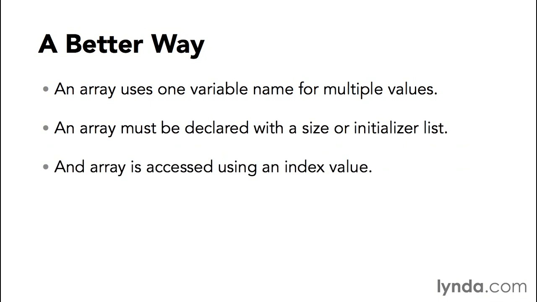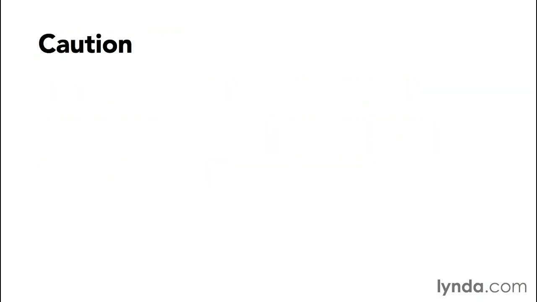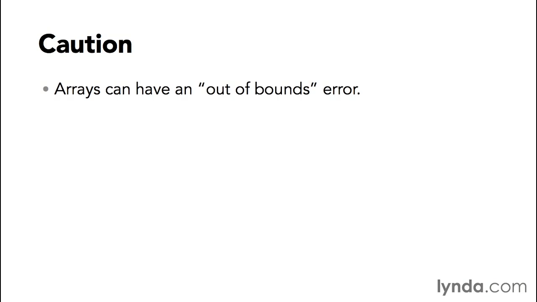Each element in the array is accessed using an index value, which indicates its position in memory. Note, the index values always start with 0. This is going to be very important as we start to use arrays. There is one more item of caution. Beware of the out-of-bounds error.